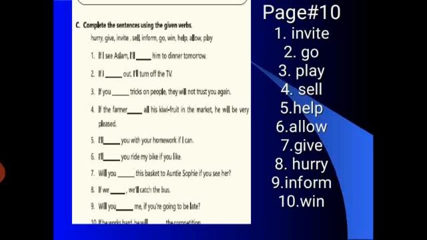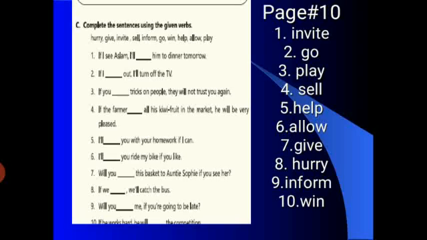Sentence number 5. I will dash you with your homework if I can. So in the fifth example, we are going to use the verb which is appropriate here, help. I will help you with your homework if I can.